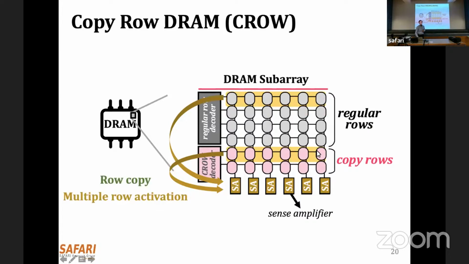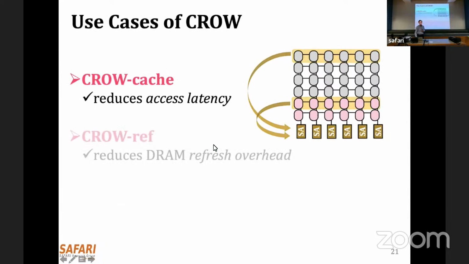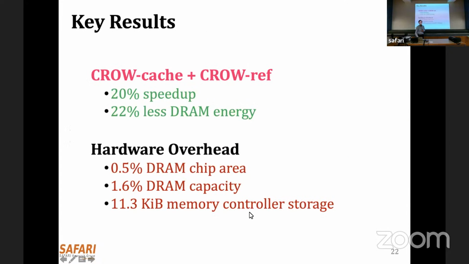There's some storage overhead because copy rows are used just for copy. There's some hardware overhead because you have another decoder over here. So there's overhead, as you can see. So you lose some DRAM capacity. And there's some memory controller storage to keep track of which rows are remapped where, clearly.